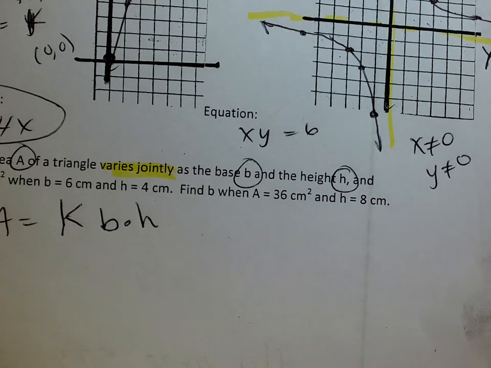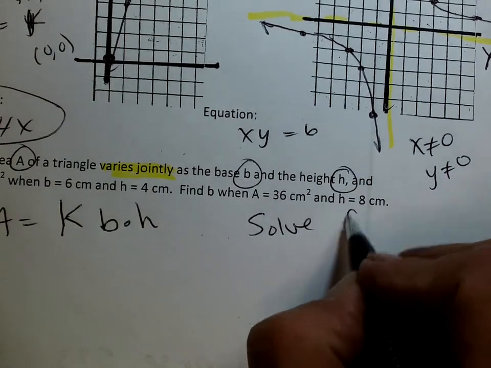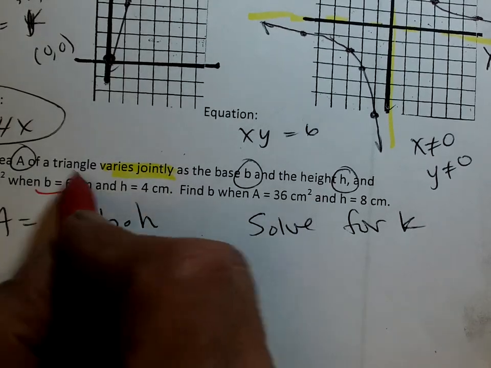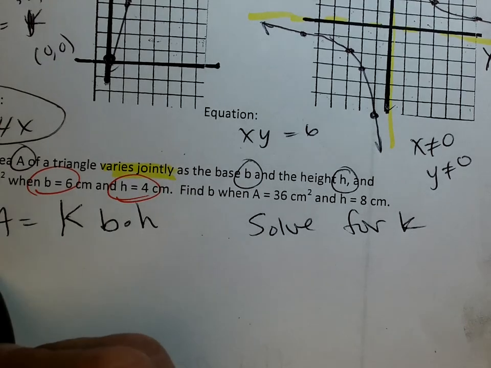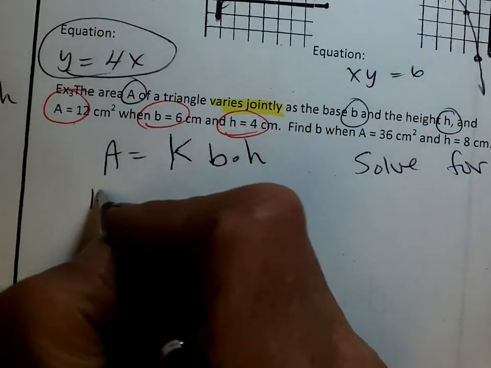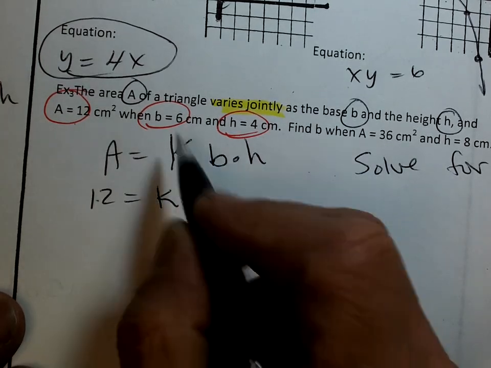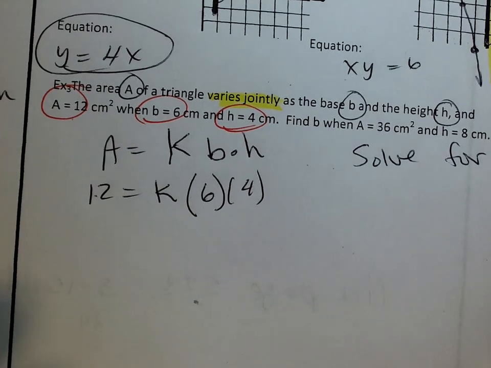Okay, so then we got to solve for K, right? So we have some more information to help us out. The information we have is here. We know that the area is 12 when the base is 6 and the height is 4. Okay, so let's plug those in. We'll put 12 in for the area. I don't know K because I want to solve for K. The base is 6 and the height is 4. And I'm going to solve for K.